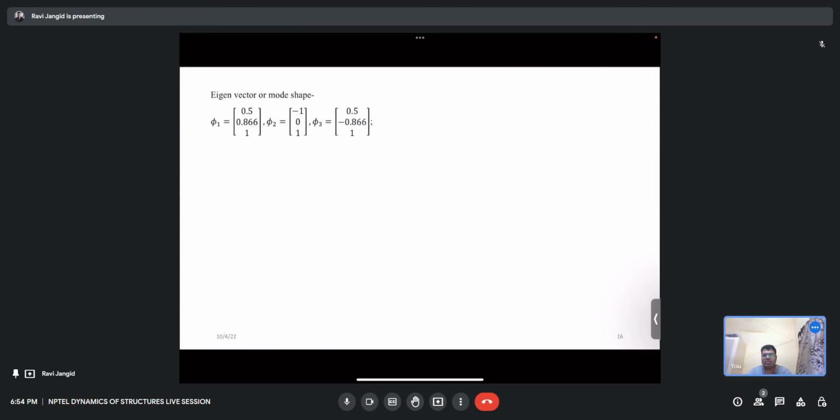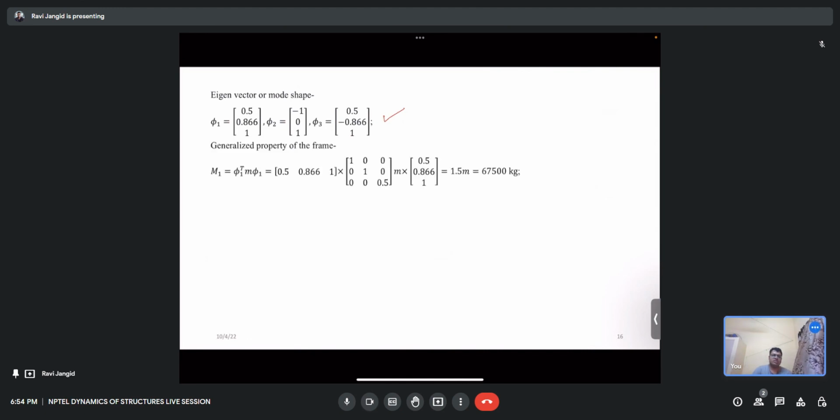So that omega phi 1 is coming out to 0.5, 0.861, minus 1, 0, 1, 0.5, 0.861. Okay, so these are the mode shapes. Now we need to calculate the generalized properties for the equation mn qn double dot t plus kn qn t is equal to pn t. So we have three: m1, m2, m3, k1, k2, k3, p1, p2, p3.